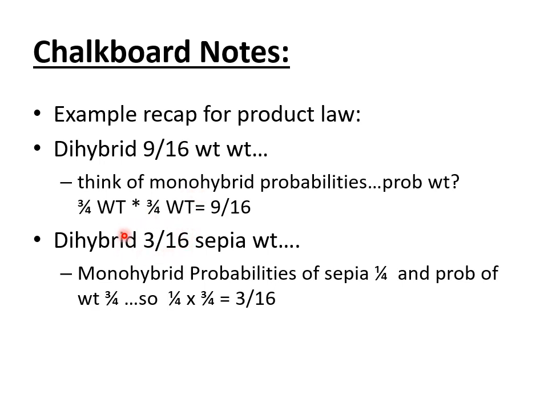The way that we get the 3/16, for instance, for sepia wild type is because the monohybrid probability of getting a sepia, which is the recessive trait, is 1/4, and the probability of wild type is 3/4, if you're looking at monohybrid crosses, so for eyes and for wings. And if you multiply them together, that gives you 3/16. We're going to go through this in more detail when I show you in a few slides from now how to use the product rule in terms of the trihybrid cross.